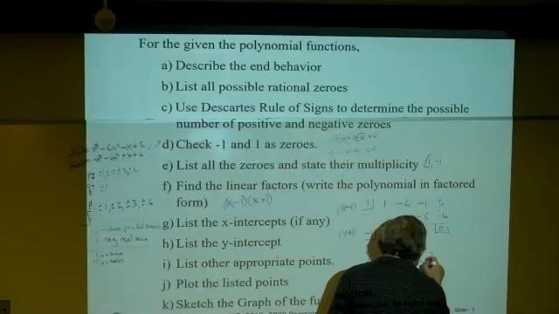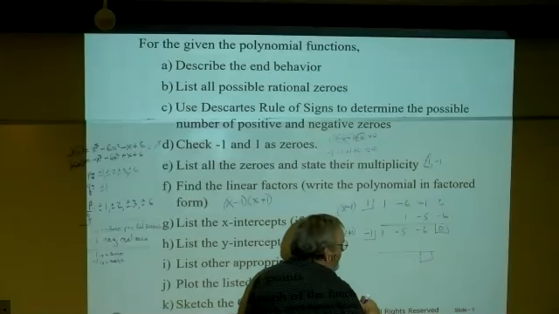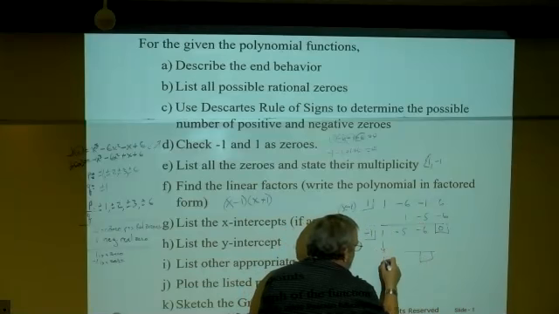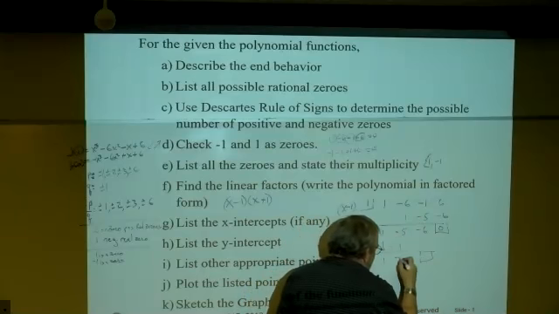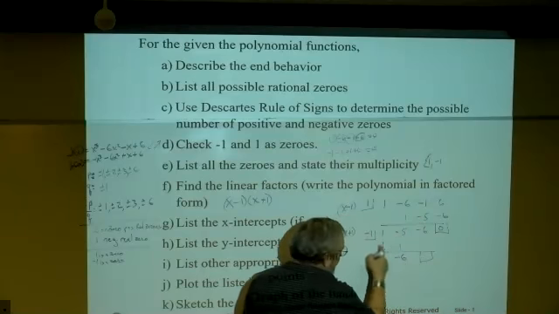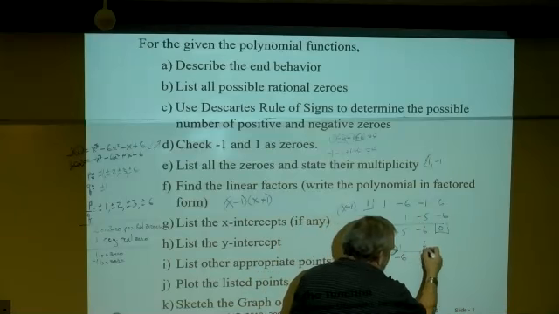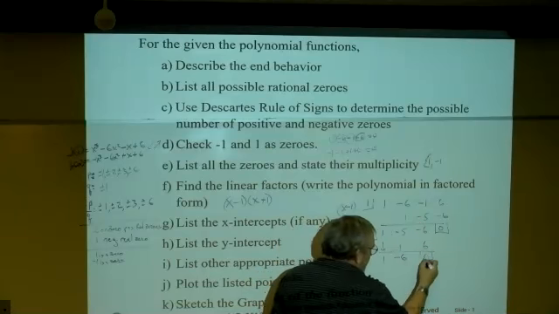And I should get a 0 here. So I bring down this 1, multiply by negative 1. Combine negative 1 and negative 5, which is negative 6. Multiply negative 1 times negative 6, which is 6. And lo and behold, it equals 0.